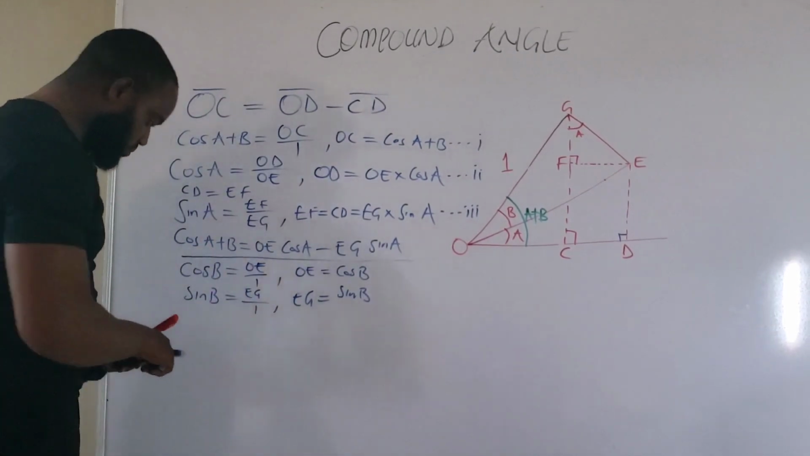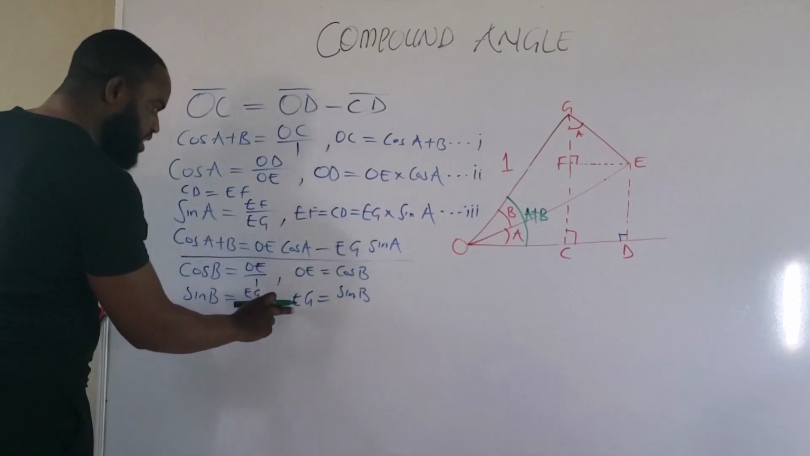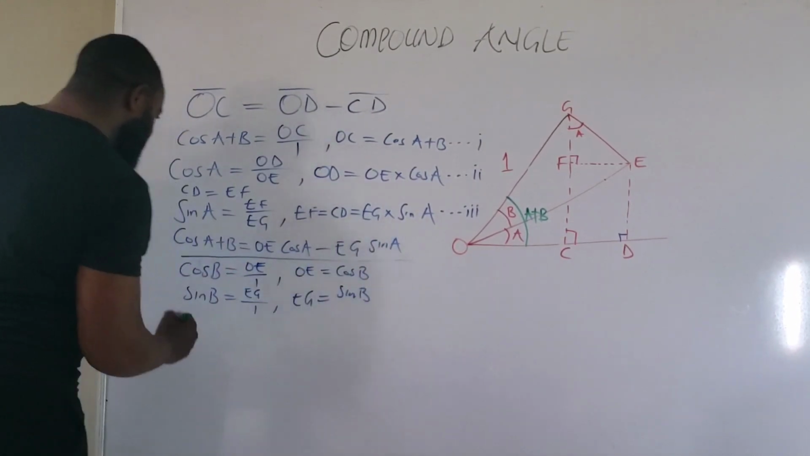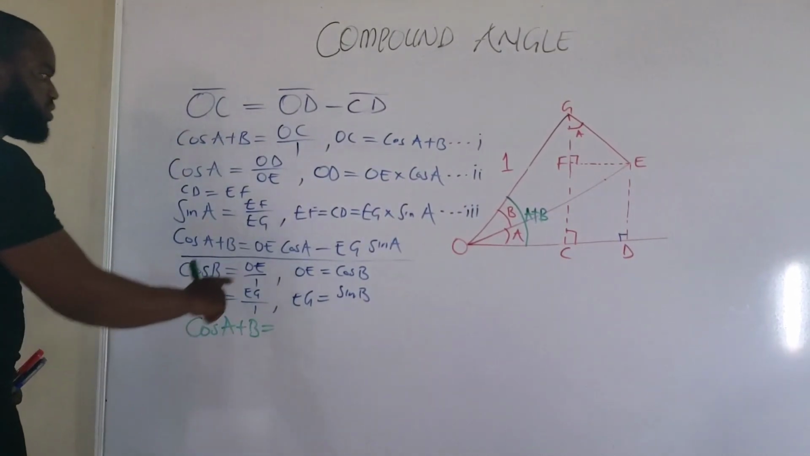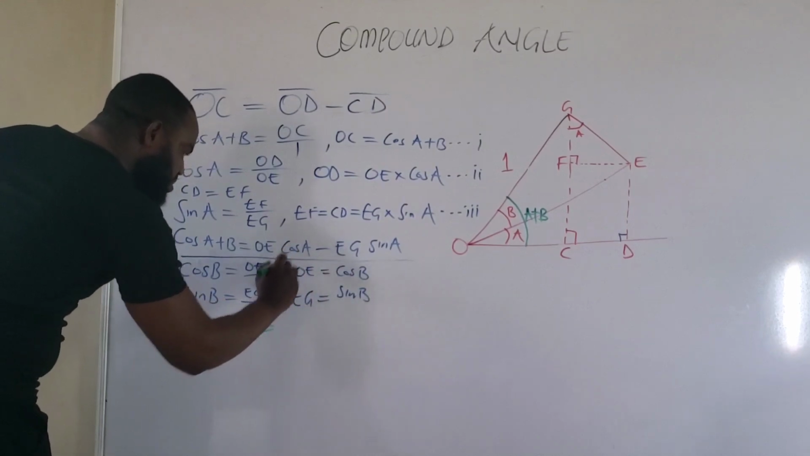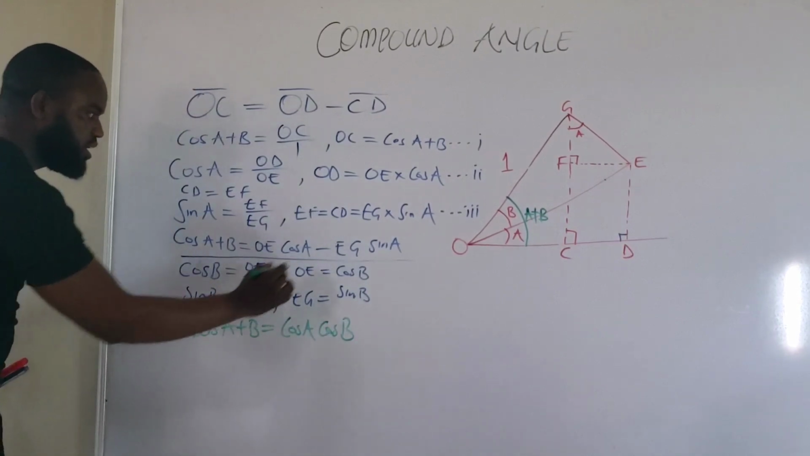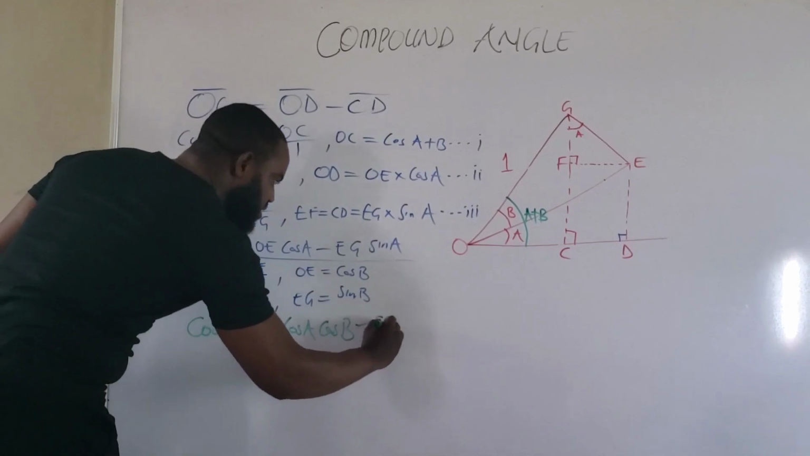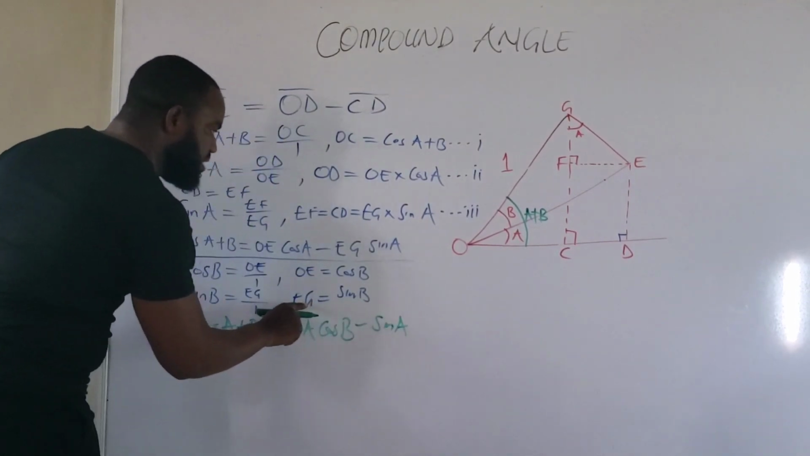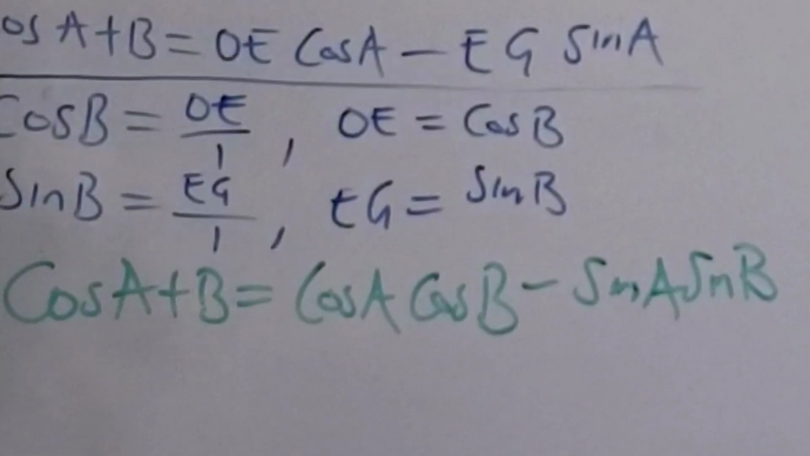If I go on now and input OE equals cos B and EG equals sine B here, I will be having cos A plus B is equal to OE, that's cos B. But let me write cos A first. Cos A multiplied by cos B, and minus EG, that's sine B. But let me put down sine A first. Sine A multiplied by sine B. This is a very useful formula for obtaining the sum of two angles.